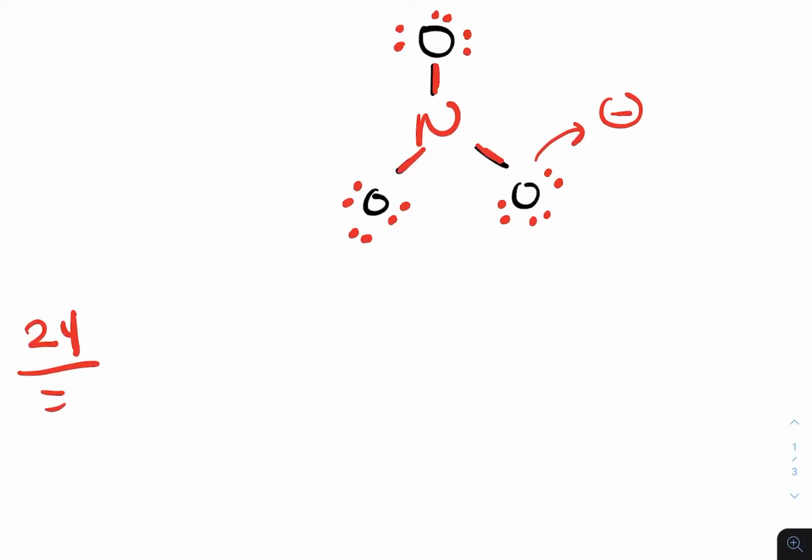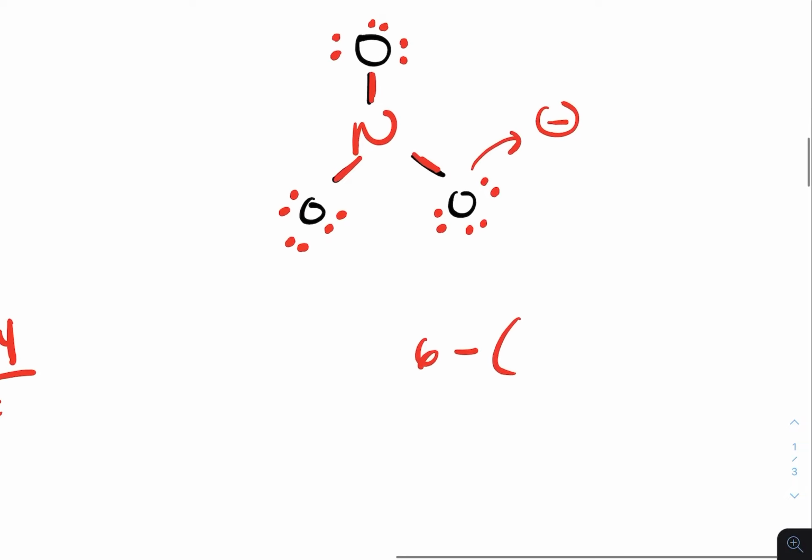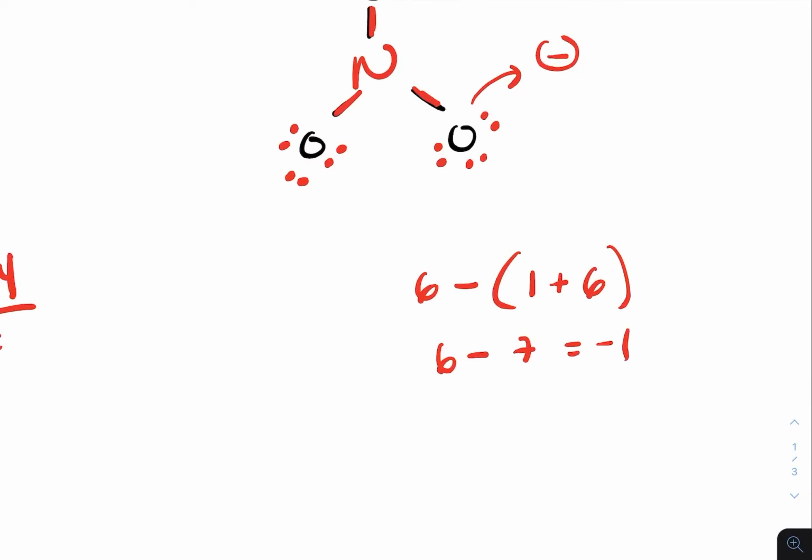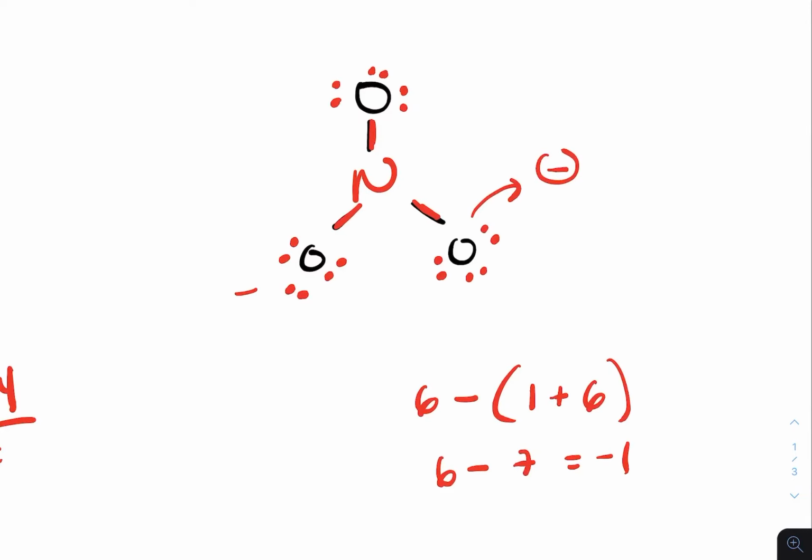We can actually do it real quick. Let's assign it. So oxygen is in group 6. So it's 6 minus the number of bonds, which is 1, plus 6 electrons. So this is 6 minus 7, which is -1. And that means all of them are negative, because they all have the same number of bonds and non-bonding electrons.